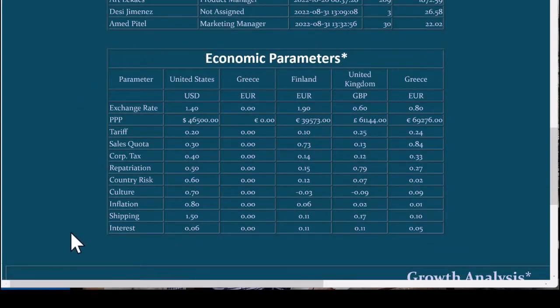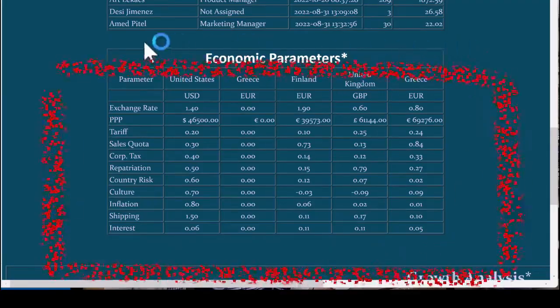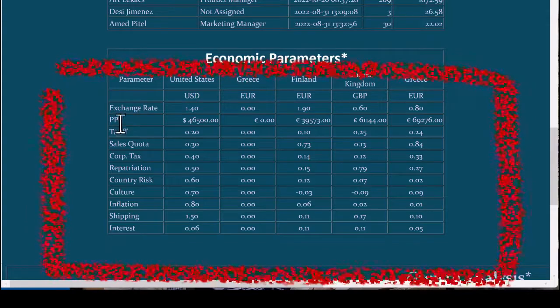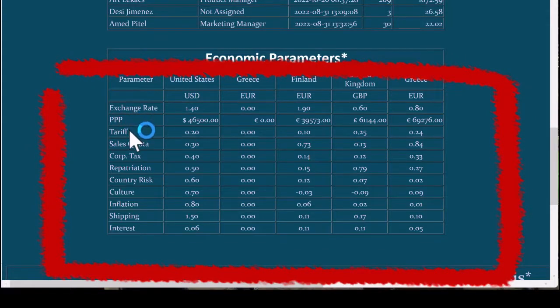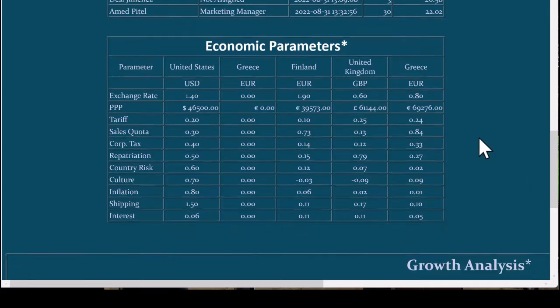We then come to the current year economic parameters. These are parameters that have been either randomly created or set up by your faculty member. They are a series of economic characteristics associated with international business and business strategy. You also will see here the countries that have been selected by your faculty member, the currency associated with each of those countries, and the various economic parameters that range from exchange rates, PPP, tariffs, and so on.